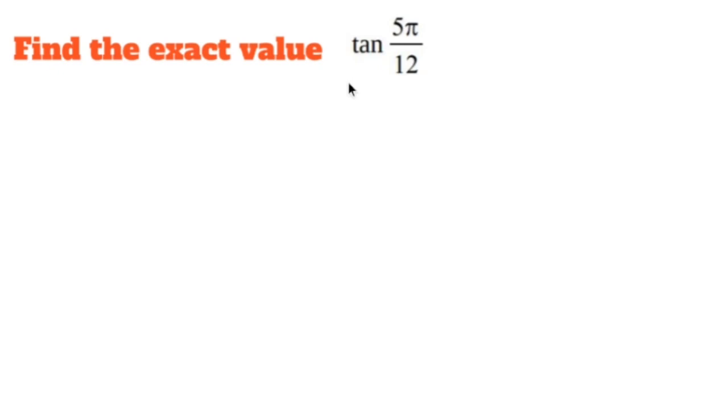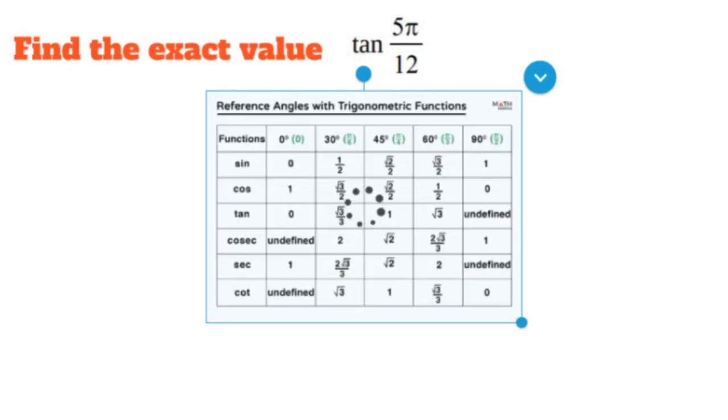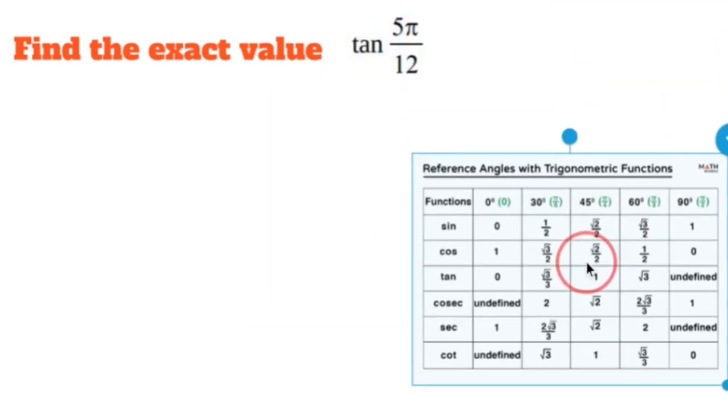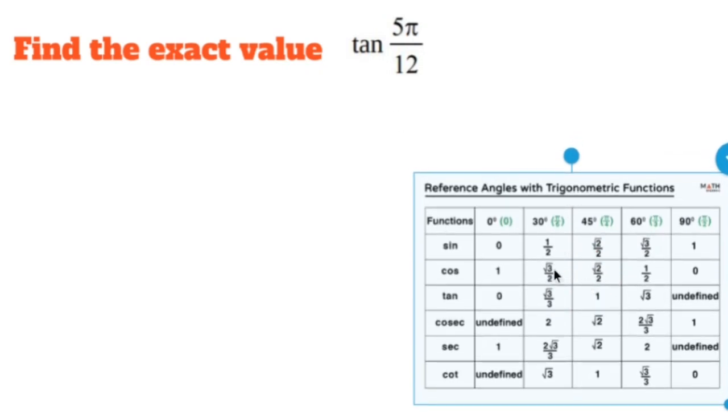Find the exact value of tan 5 pi over 12. For this one, I'm going to open up my reference angle chart. Usually when it says find the exact value, I'm going to be dealing with some type of reference angle. I look at these and try to find which of these angles is 5 pi over 12, and I realize none of them are.